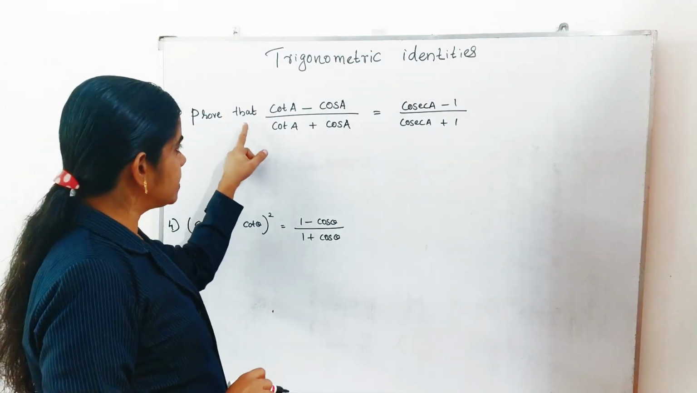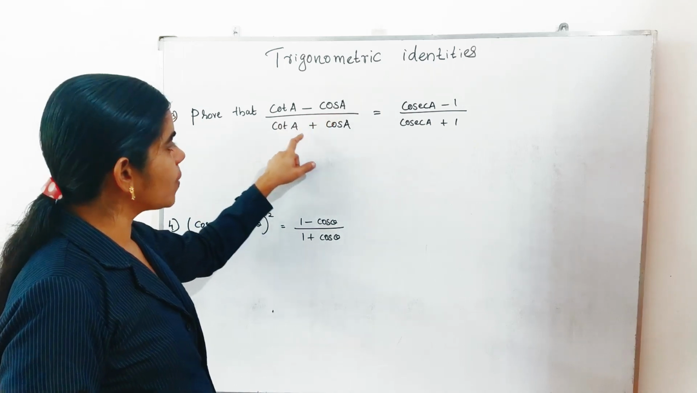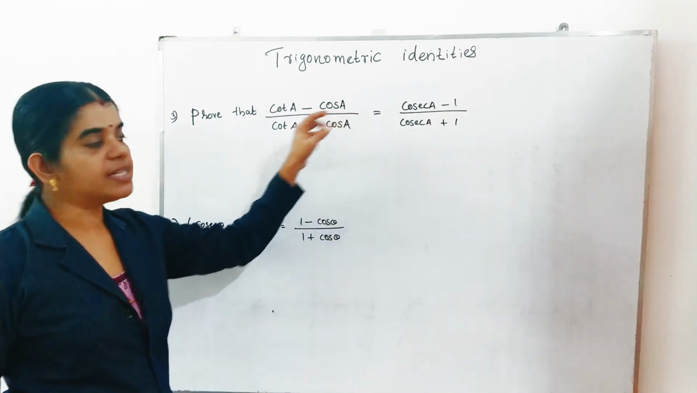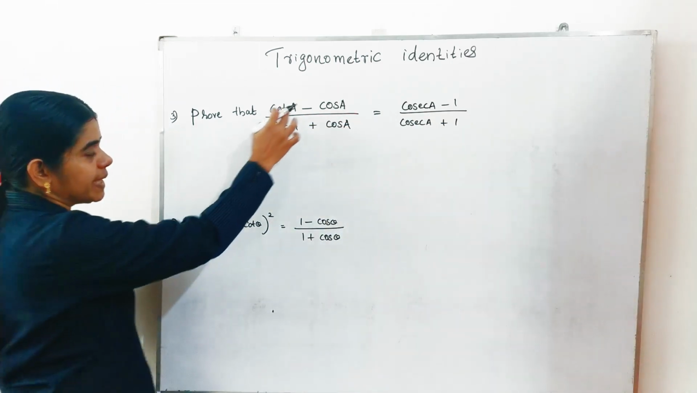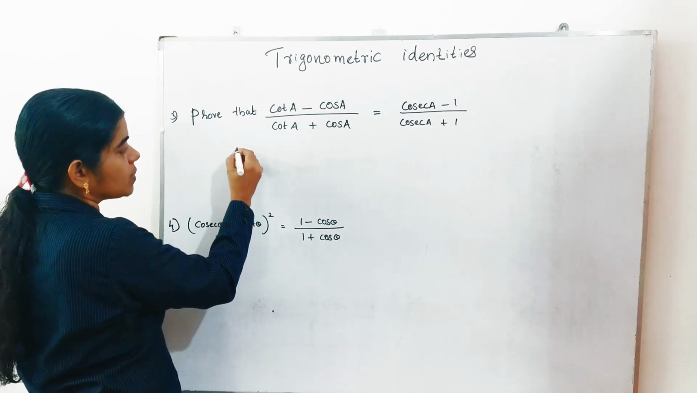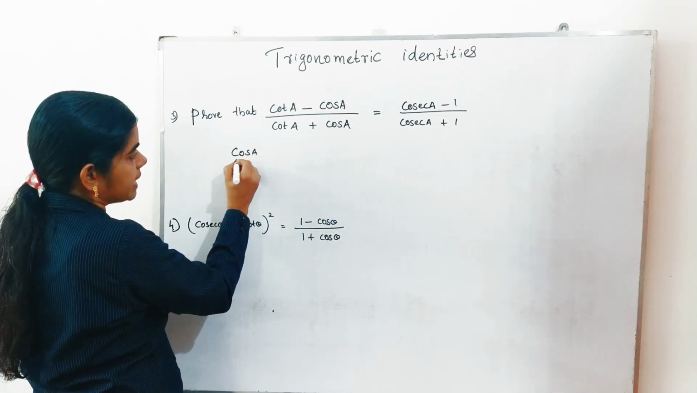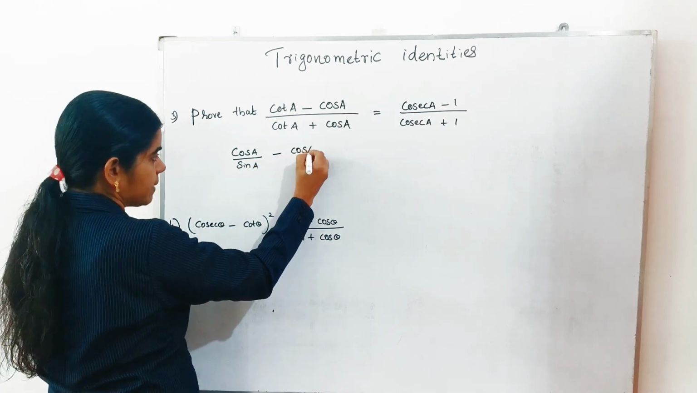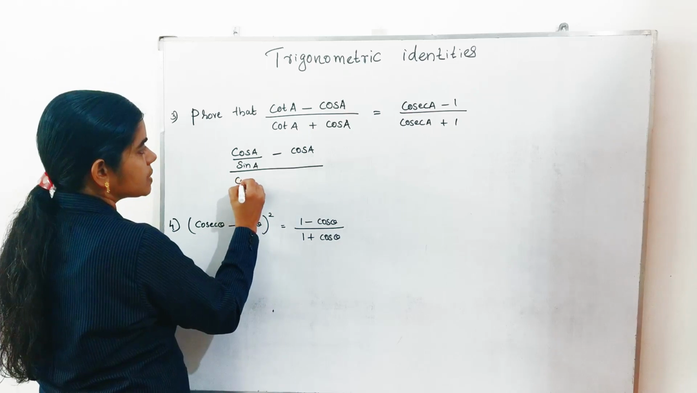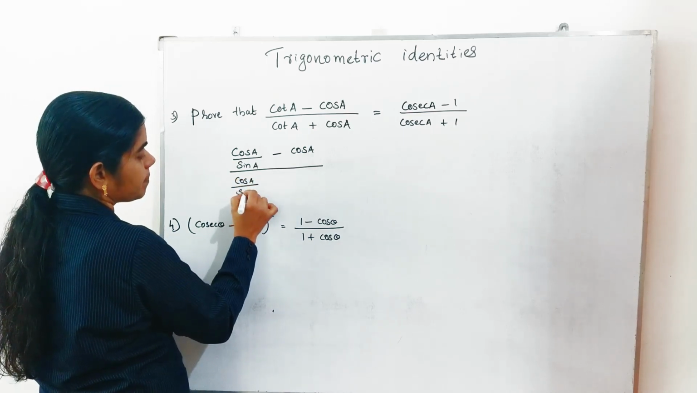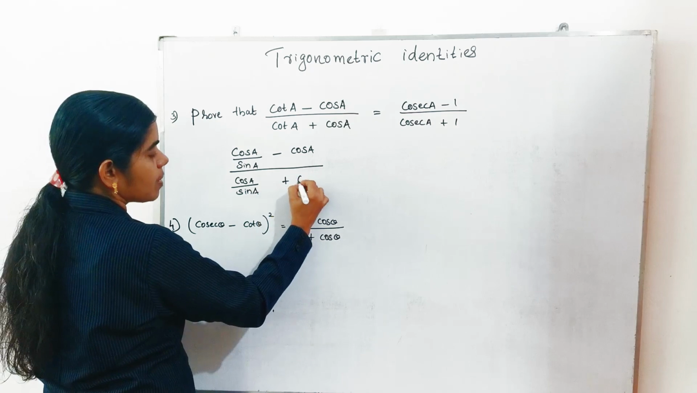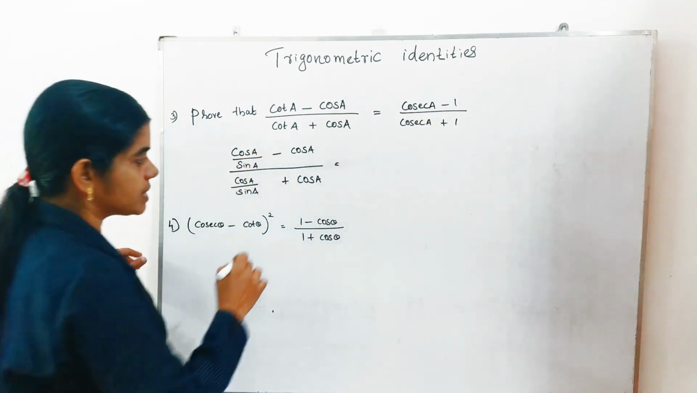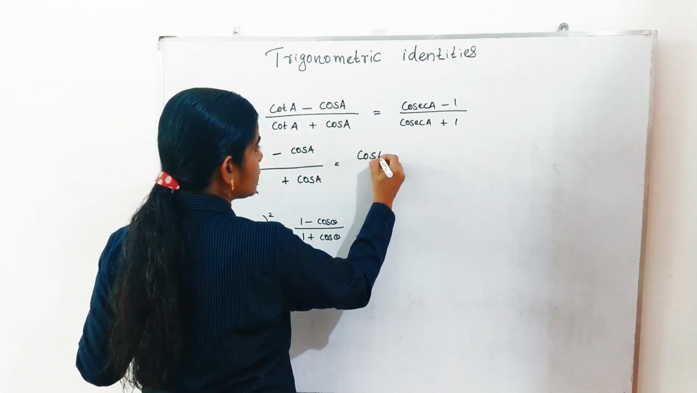Next question, prove that cot A minus cos A divided by cot A plus cos A is equal to cosec A minus 1 by cosec A plus 1. Then we can start with the LHS. That cot A, how can we write? Cos A by sin A. So cos A by sin A minus cos A, again cos A by sin A plus cos A. From these two, I am taking cos A outside.